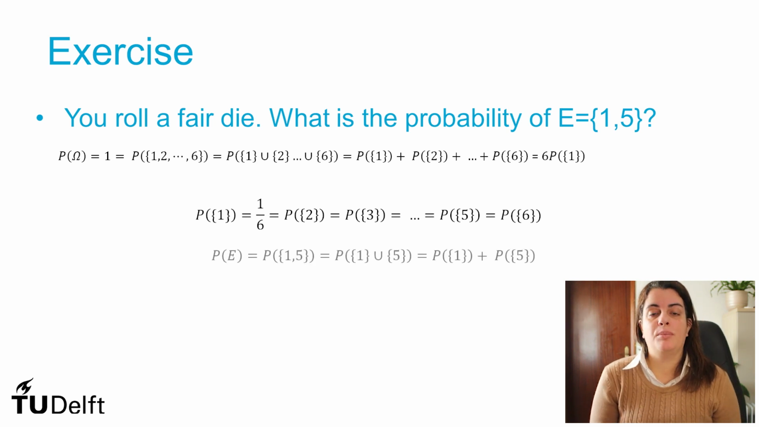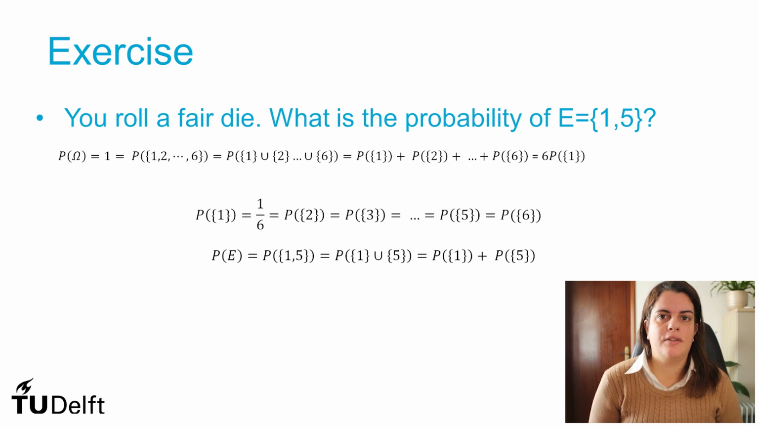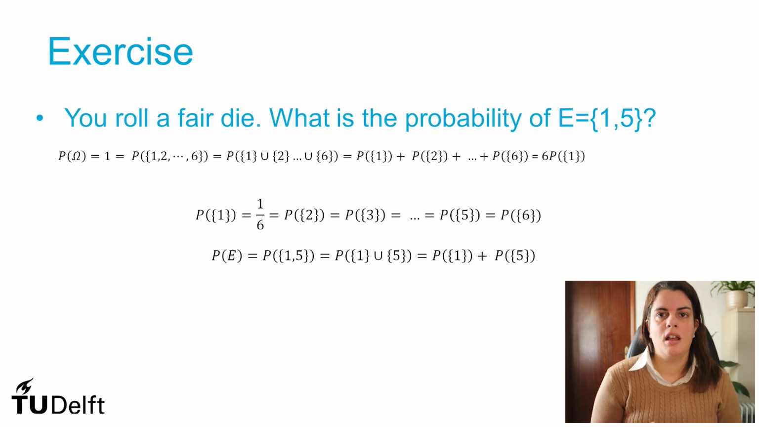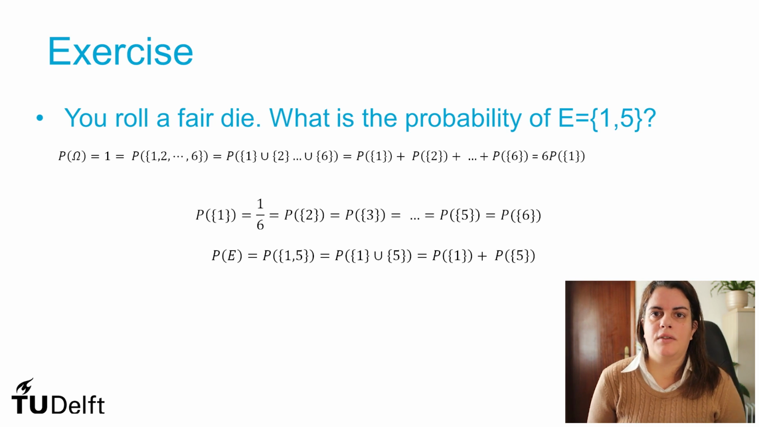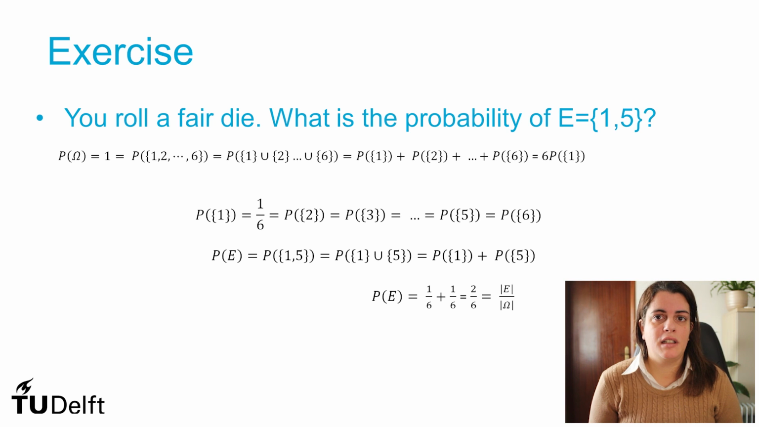We also know that E is the union of two events of interest, 1 and 5. So we can apply axiom 3 again. And we get that the final probability equals the probability of set 1 summed with the probability of set 5. Because we already know the probabilities of set 1 and set 5, we can just sum. And we end up with 2 over 6.